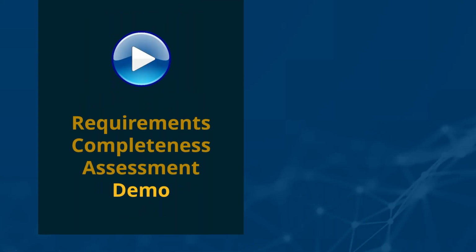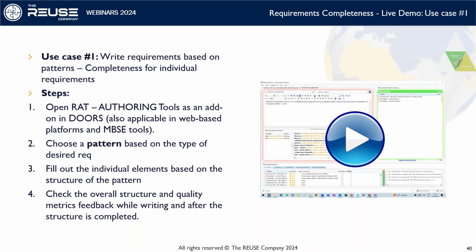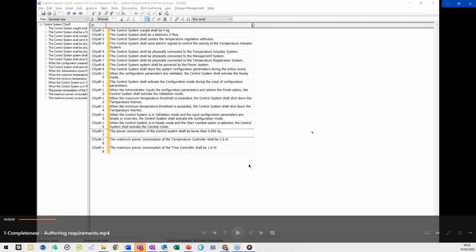So let's check now some examples in the tool. So first use case is writing a requirement based on a pattern. So that's the completeness for an individual requirement. So let's check first this aspect. So I will guide you to the authoring.